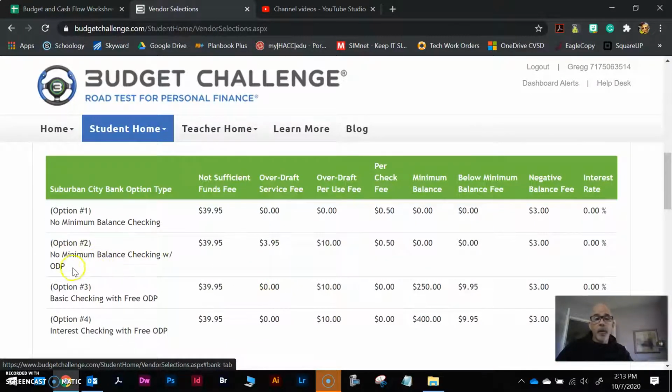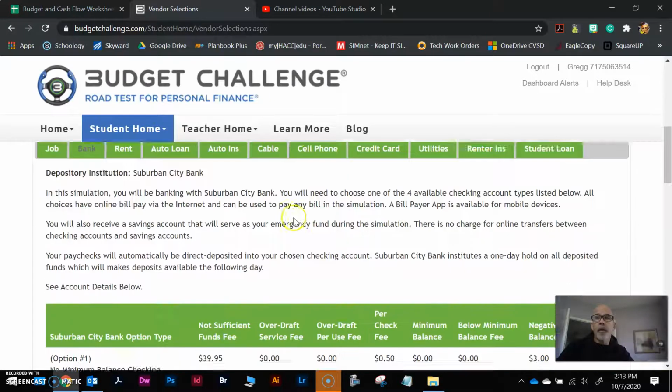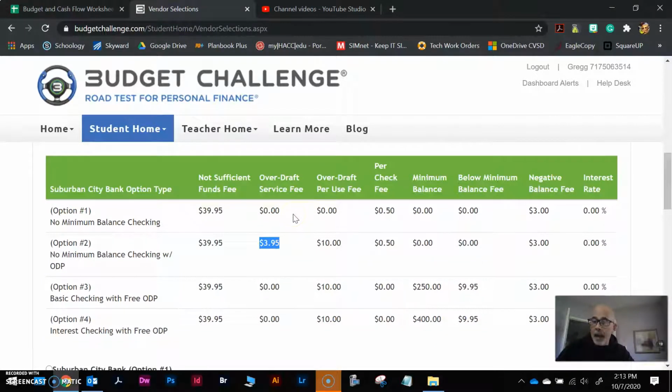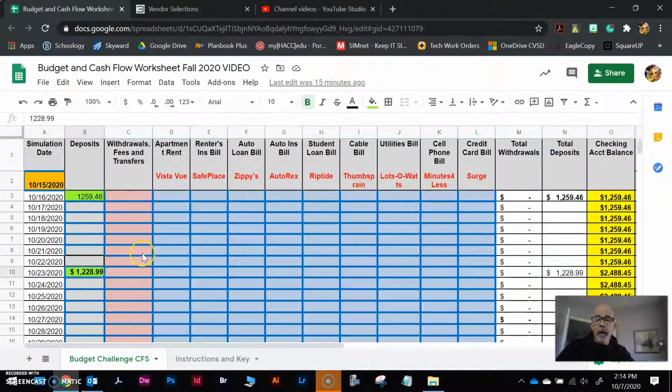I chose option number 2, where there's no minimum balance in my checking account, but I do have overdraft protection. There is a $3.95 service fee. And again, I'm not really sure right now when that's going to post to my account, but I suspect it's probably going to happen first of the month. Once that does show up in my banking account activity, that's something we'd put here in the pink column. And once we get the first one, we probably will know when that's going to occur, so then we can plot that out throughout the rest of the game in our cash flow worksheet.